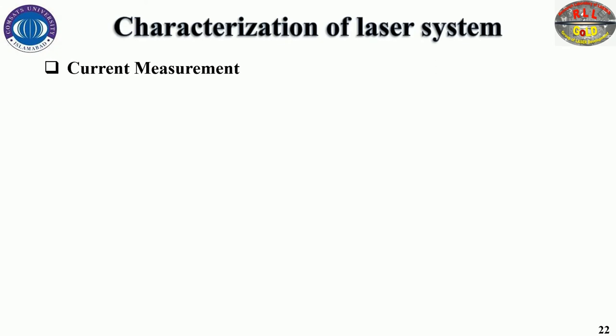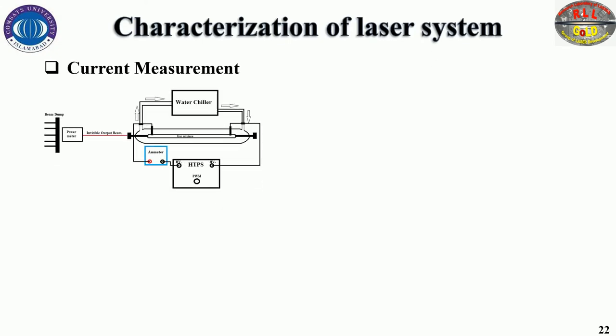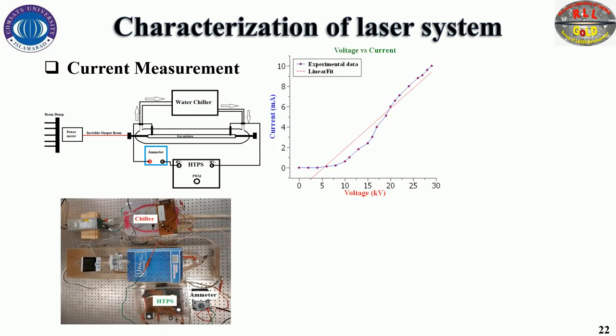Then this is for the current measurement. We connected an ammeter in series with the laser tube to measure the current. The ammeter is connected between the ground side and the tube in series, as shown in the block diagram. This is the current arrangement and this is the behavior of the current with voltage. As you can see, the current increases linearly with the applied voltage.